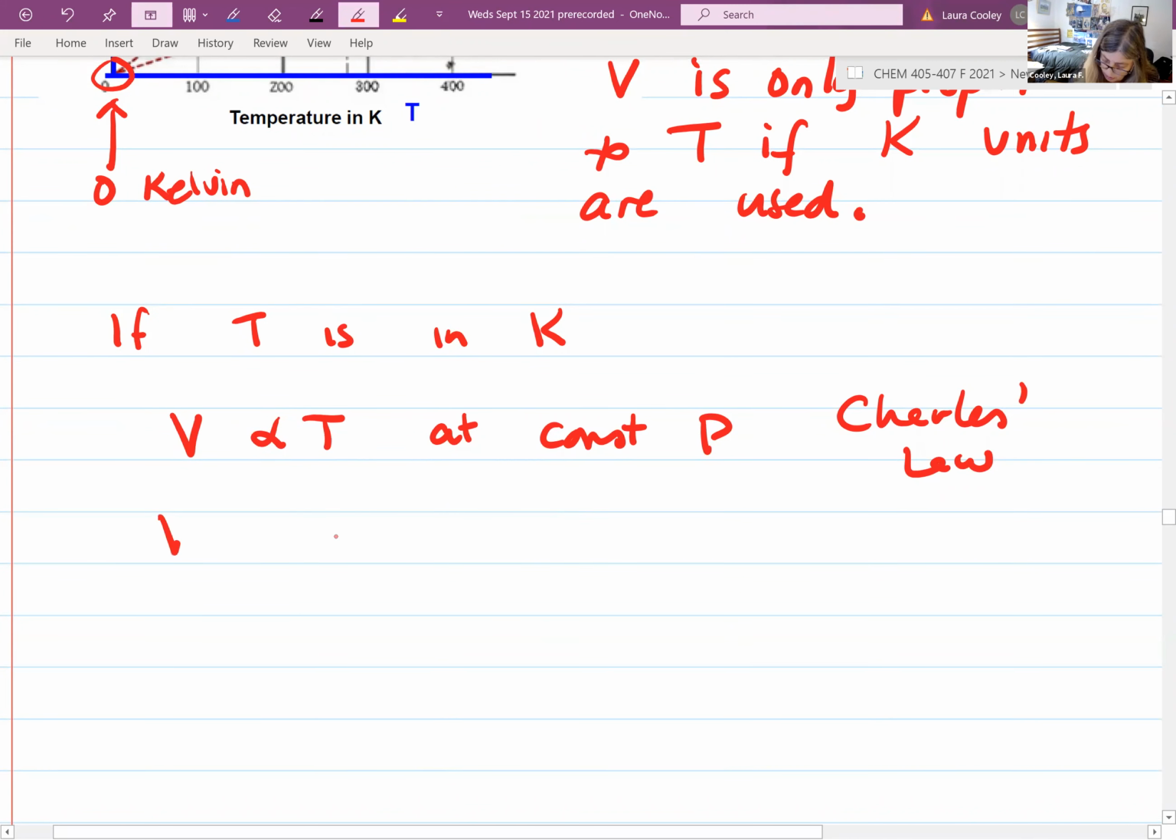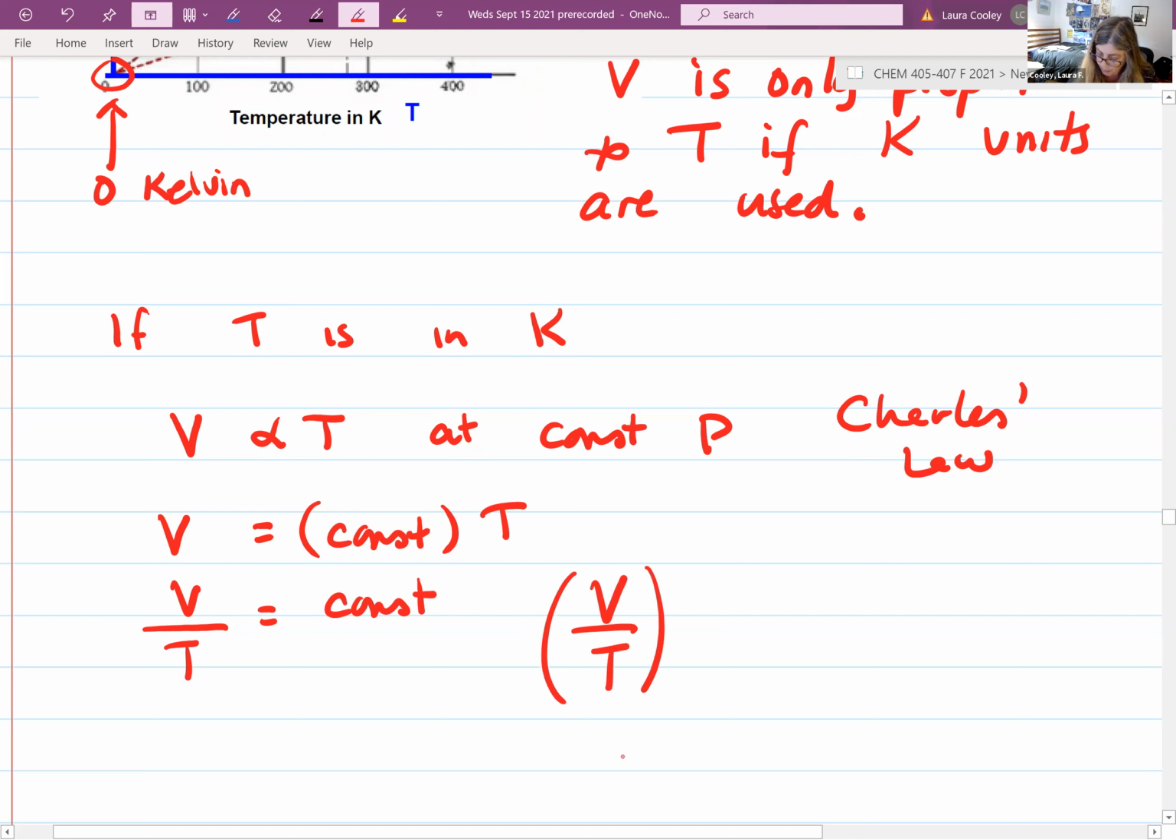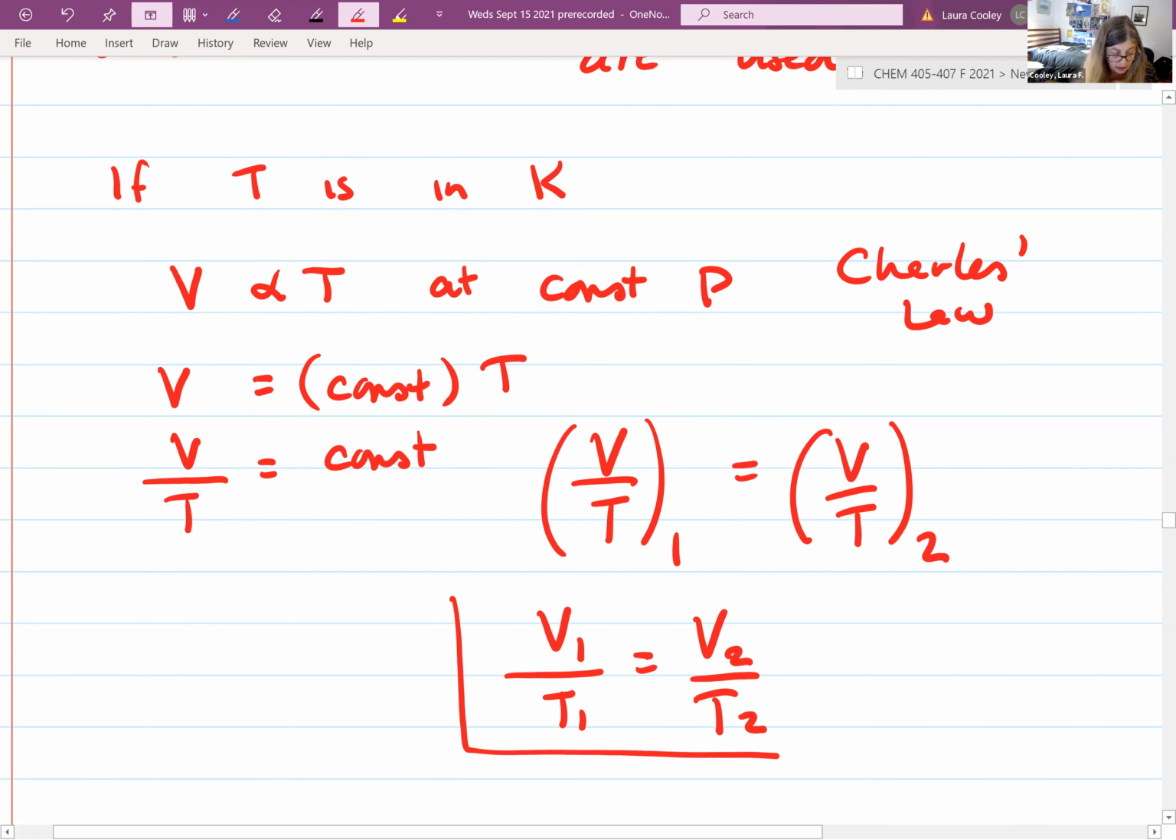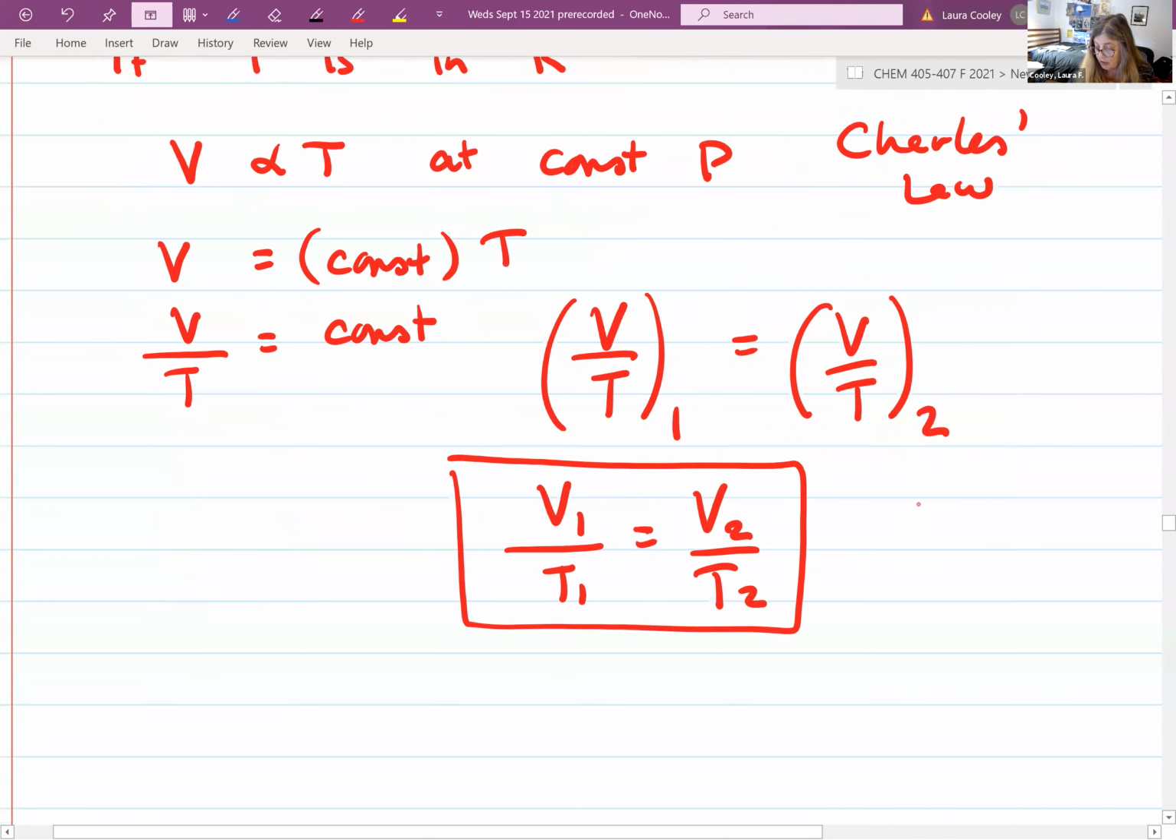So if V equals a constant times the temperature, then V over T is a constant. And that means if we have one situation, one set of conditions, we find V over T. We know that it will be the same as long as pressure doesn't change for a second set of conditions. So we would say V1 over T1 is V2 over T2. And this is another way of looking at Charles's law, as long as the pressure is constant.